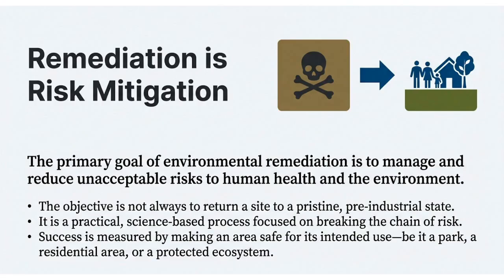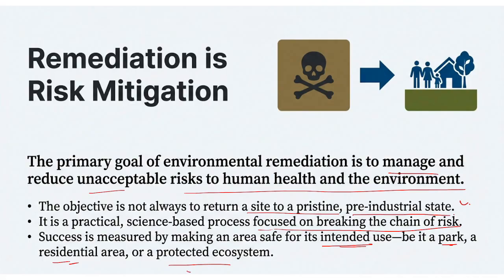So environmental remediation. Remediation is basically risk mitigation. The primary goal of environmental remediation is to manage and reduce unacceptable risks to human health and the environment. The objective is not always to return a site to a pristine pre-industrial state. That is not possible. It is a practical, science-based process focused on breaking the chain of risk, the chain that we already discussed. And lastly, success is measured by making an area safe for its intended use, be it a park, residential area, or a protected ecosystem.